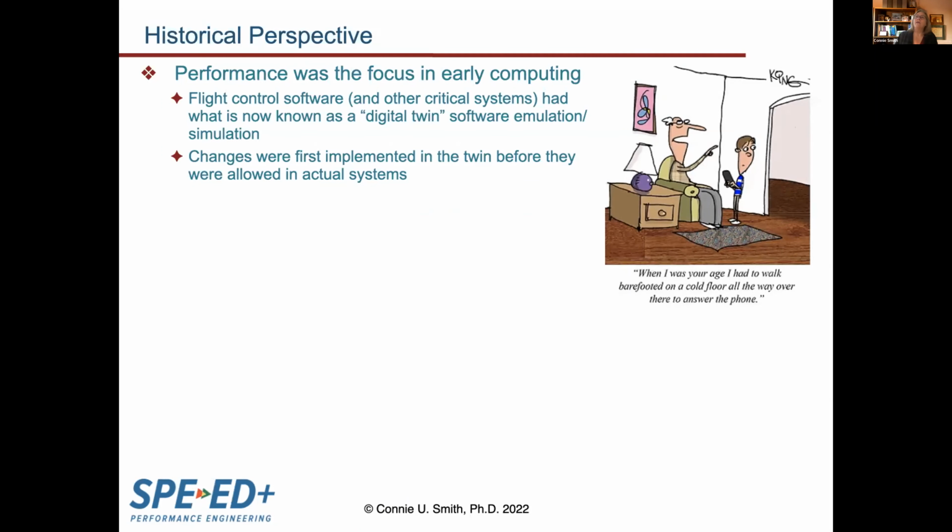When people were building flight control software on tiny boxes, and it was a critical system, really fly-by-wire, lives were at stake. So when they needed a change to that software, the first thing they did was to put that change into an emulation or simulation of the system and test it out that way before it was allowed to be put into the software.